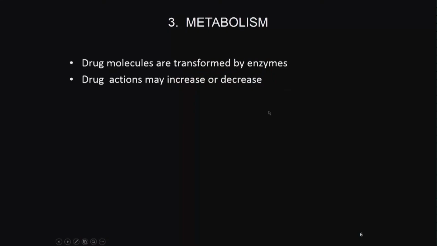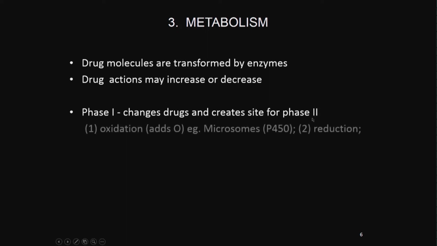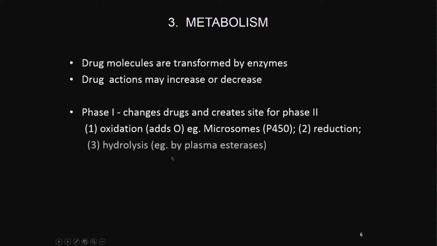So the drug action may increase or decrease. The drug may be more potent or less potent, you may be forming metabolites which may be toxic. So all these issues can happen. So phase 1 changes drugs and creates a site for phase 2. Oxidation, reduction, hydrolysis, these are the 3 things that happen.